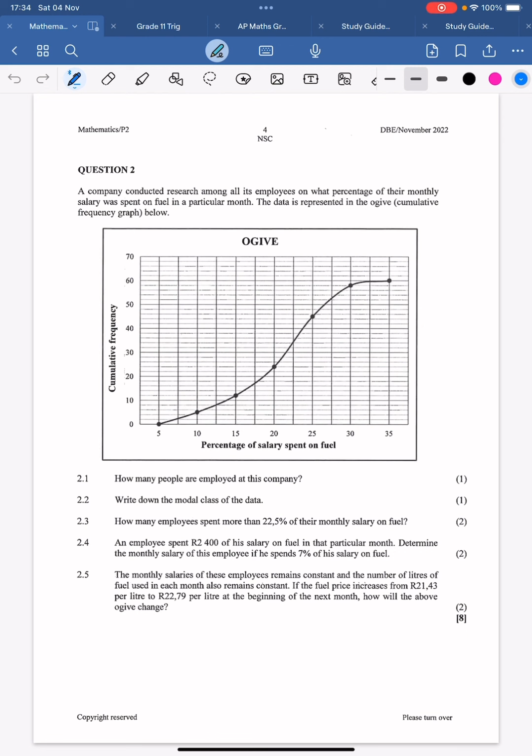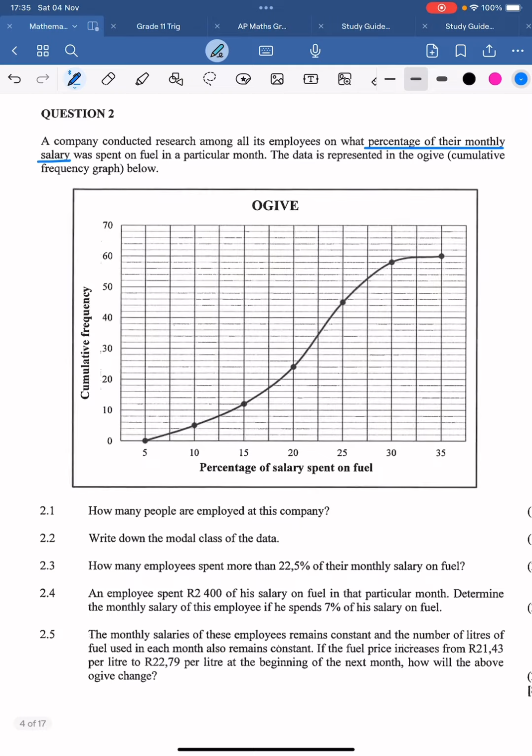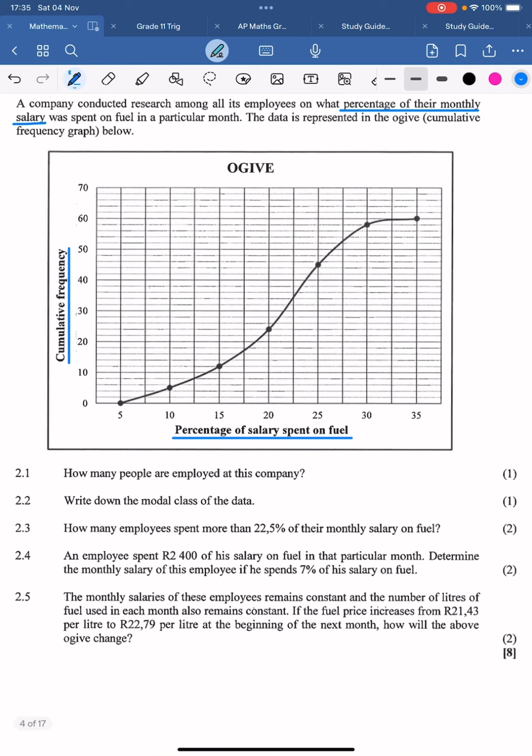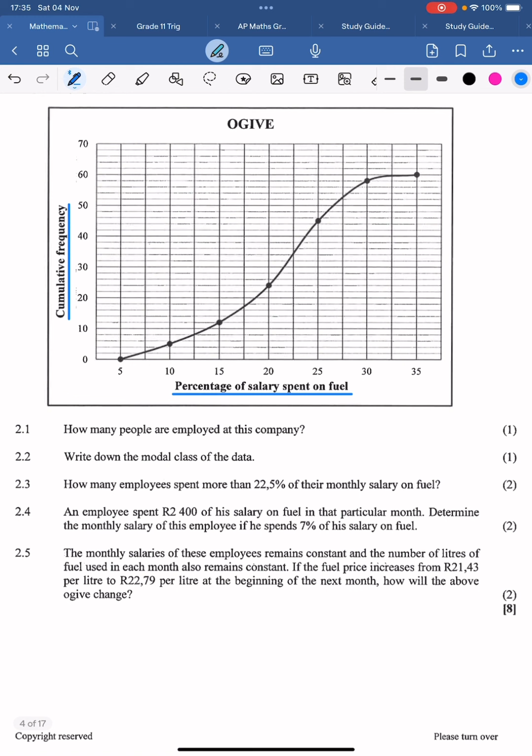So it's important to note that they're not saying what amount was spent, they're saying what percentage of their monthly salary was spent, right? So that's quite important to note. The data is represented in the OGIVE cumulative frequency graph below. Okay, so we can see on the y-axis we have cumulative frequency, and on the x-axis we have percentage of salary spent on fuel. Now the first question is a knowledge question.